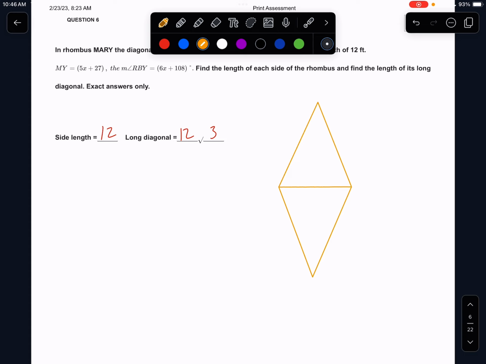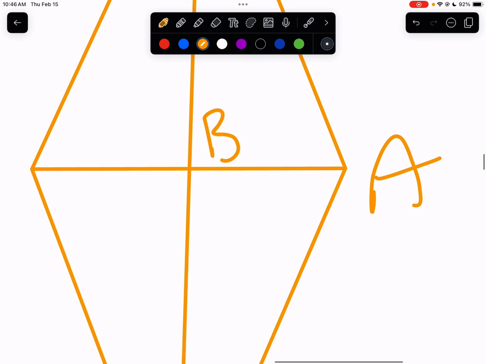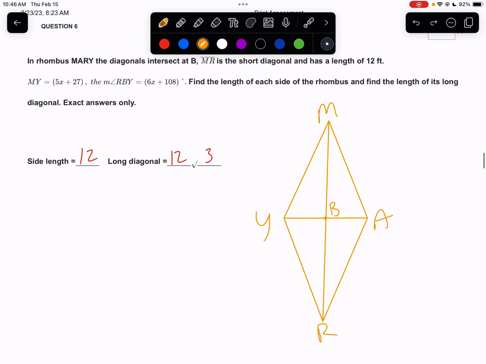Okay, so we got a rhombus. It's called Mary. It doesn't matter where you put the letters. Just make sure that once you start naming them, you go counterclockwise or clockwise. So I went clockwise, but I could have gone counterclockwise. And they intersect at B. That means that this point is B, not this angle. It's not angle B. It's vertex B. Make sure we remember that.